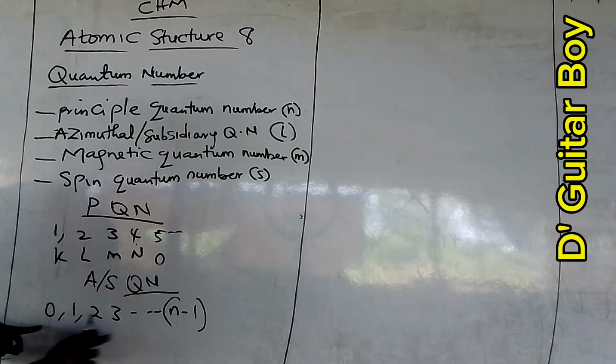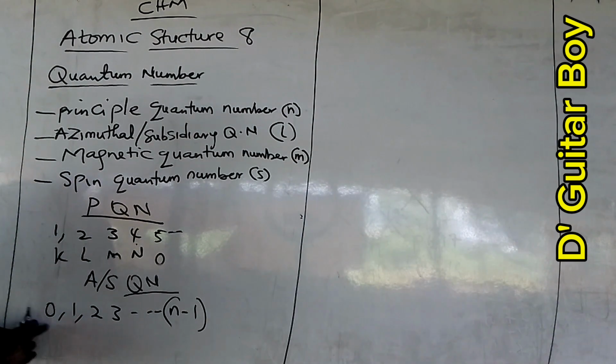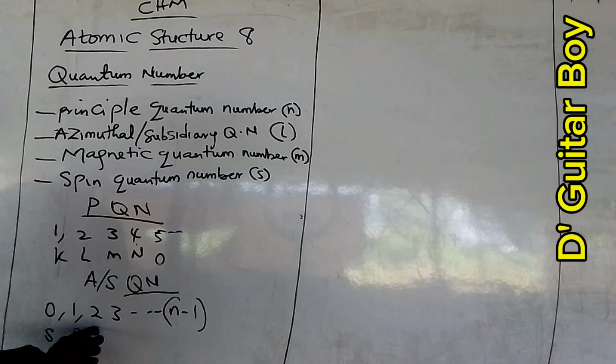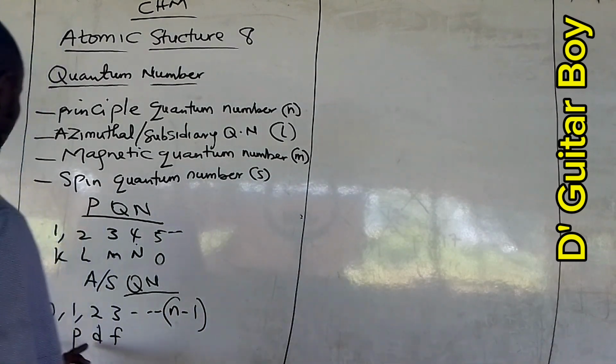So zero is represented by S, just as the first energy level represents K. This one is represented by P. This one is represented by D. This one is represented by F. So S, P, D, F.